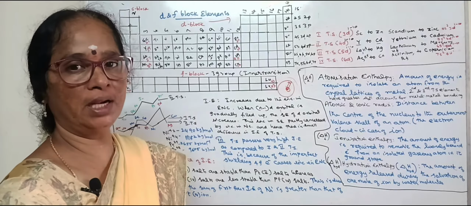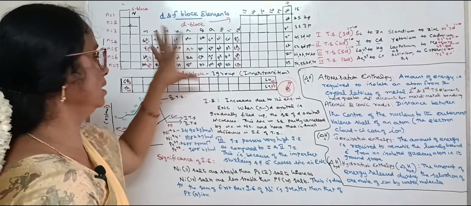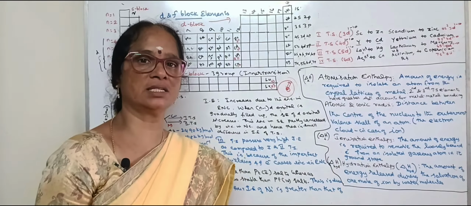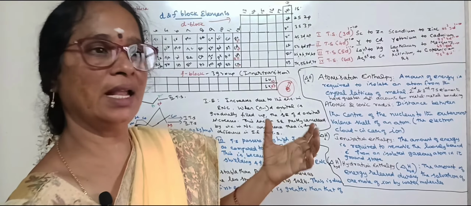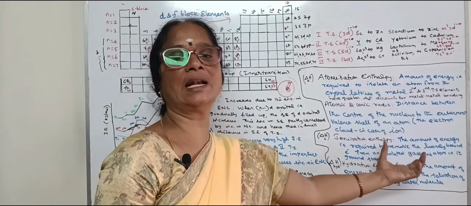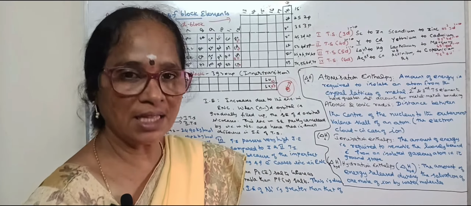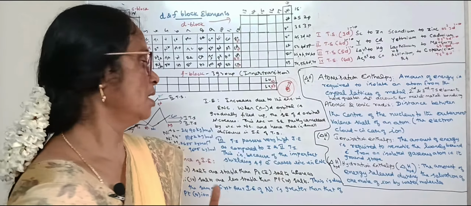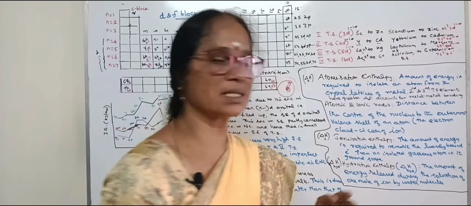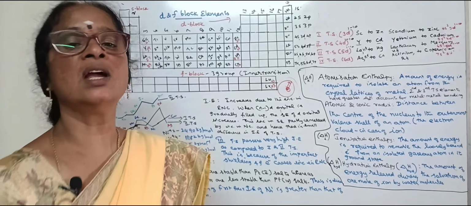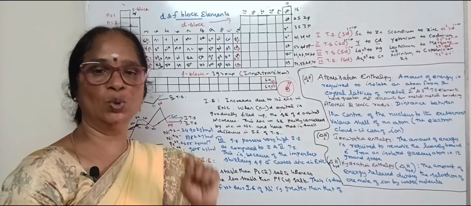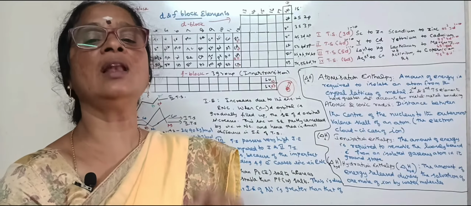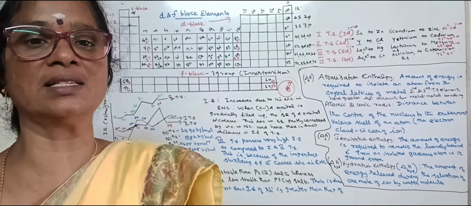The next periodic property of transition elements is ionization enthalpy. What do you mean by ionization enthalpy? Actually, in ionization, cations are formed by the loss of electron. So, how can it be removed? Ionization enthalpy is defined as the amount of energy which is required to remove a loosely bound valence electron from the neutral isolated gaseous atom.